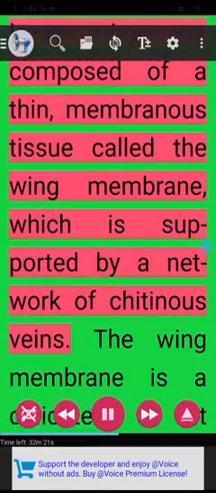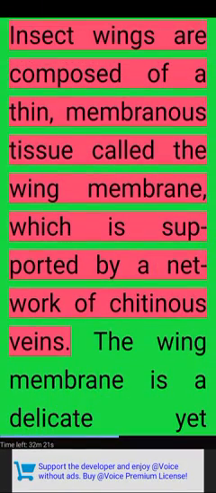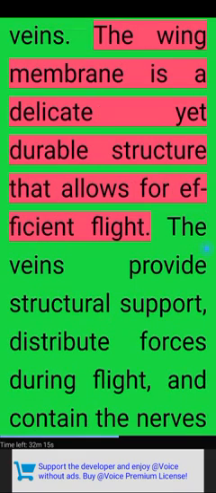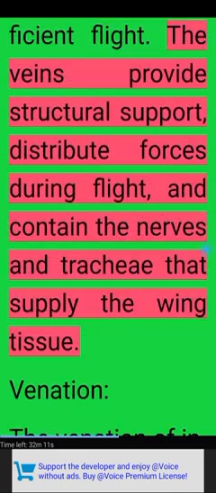Wing structure. Insect wings are composed of a thin, membranous tissue called the wing membrane, which is supported by a network of chitinous veins. The wing membrane is a delicate yet durable structure that allows for efficient flight. The veins provide structural support, distribute forces during flight, and contain the nerves and tracheae that supply the wing tissue.